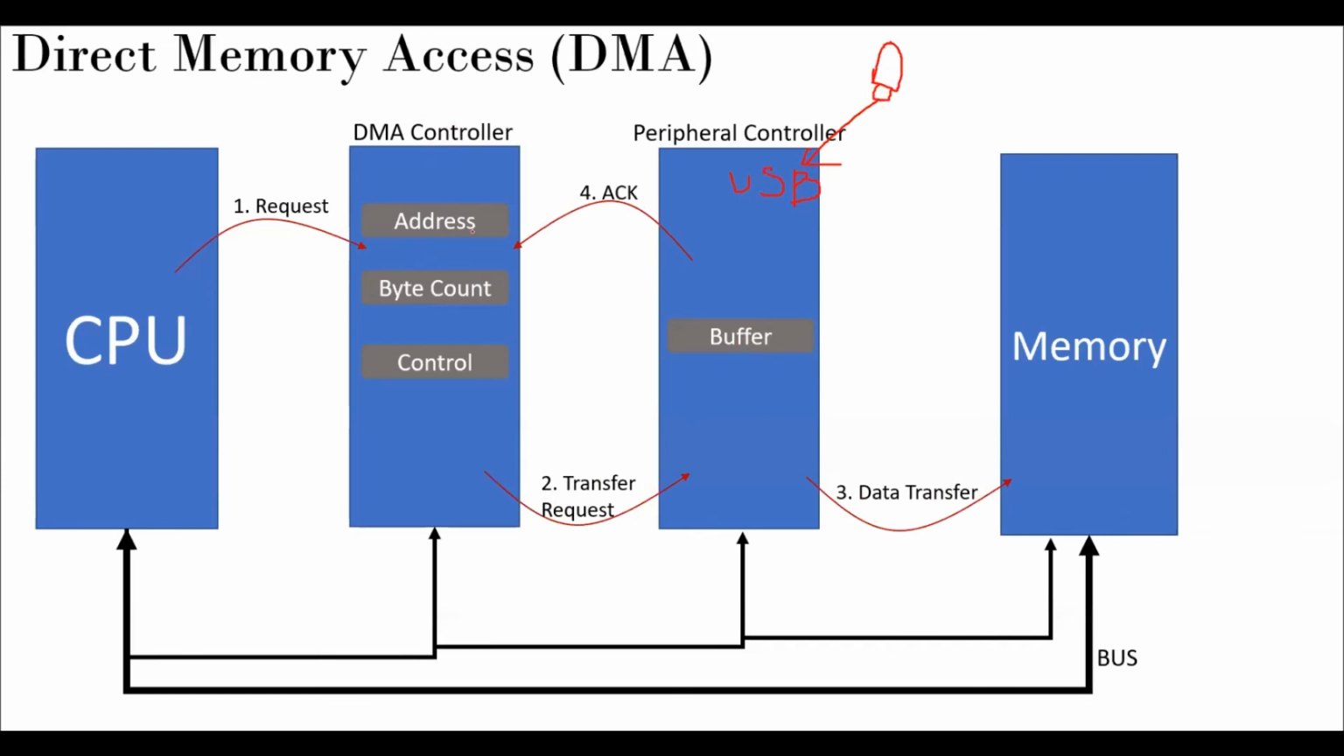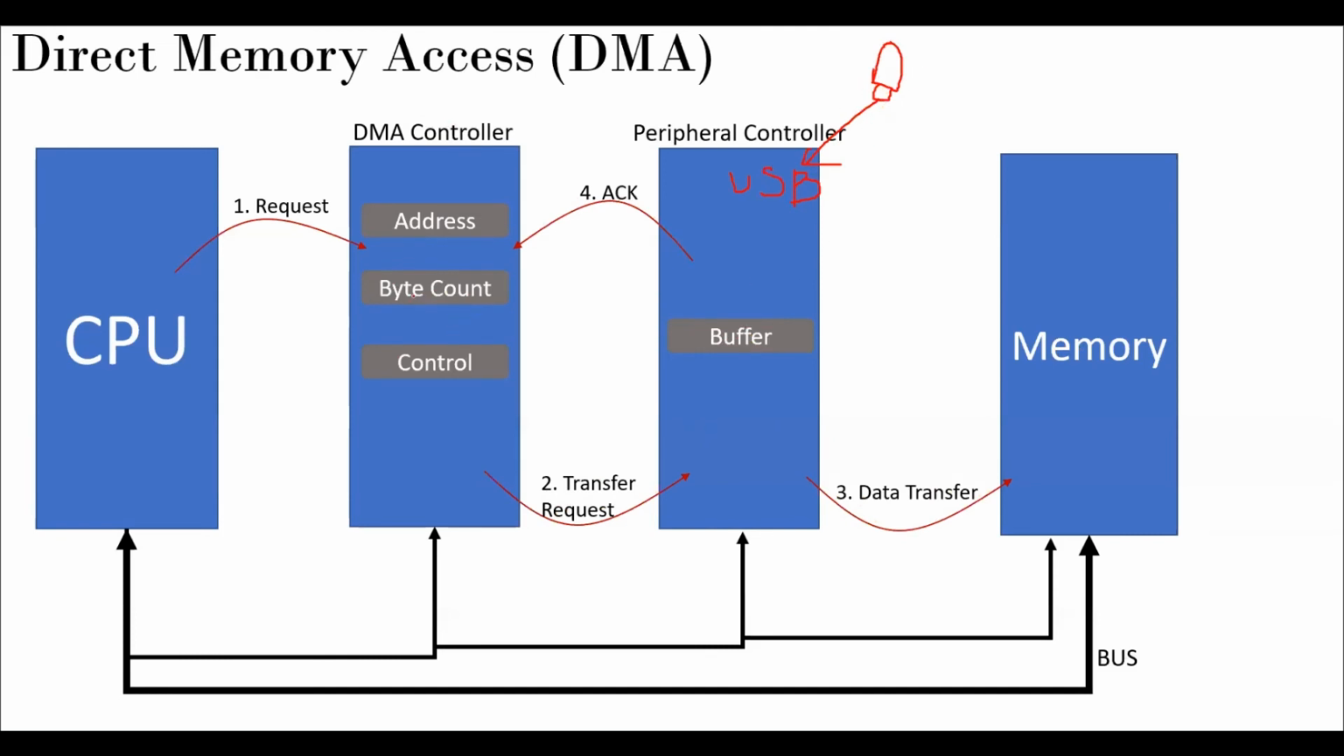And the DMA controller will check if the byte count is 0. Byte count is reduced. Is it 0? If it is not 0, the steps are repeated. So again, it will have a transfer request. Data is again coming. The buffer is transferred. The buffer empties. Acknowledgement comes. The moment the byte count becomes 0, that means your data transfer is over.